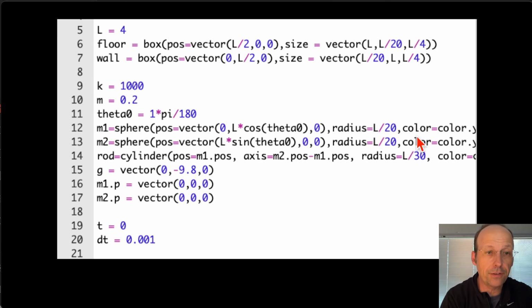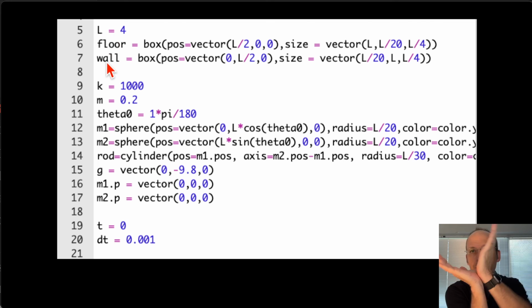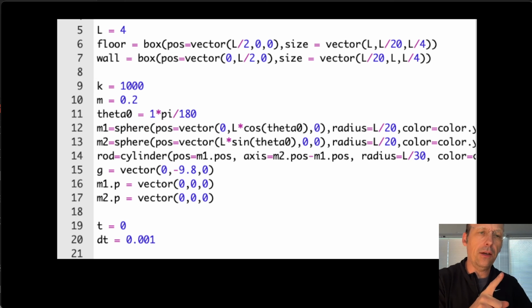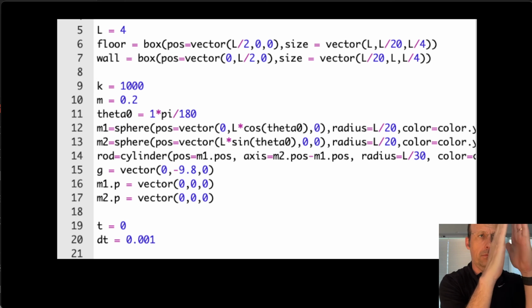Here's the first part, the setup. I have the length. I made the floor and the wall just boxes, right, so that you can see them. The spring constant, I just picked a value. The mass of each ball, I just picked something again. Try changing these and see how much of a difference it makes. My initial angle, and this one I know I did right. I measured the angle from the top for this one. I'm not sure why.